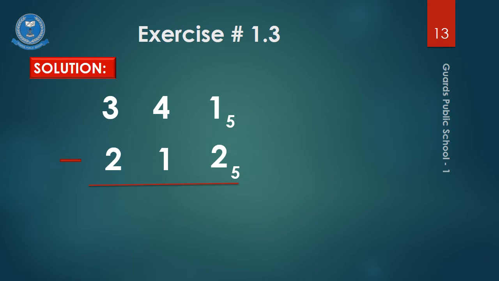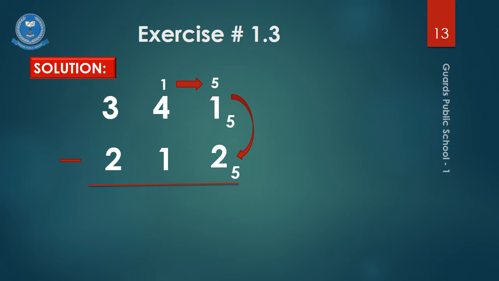Now, in order to subtract this 2 from 1, first tell me, can we subtract 2 from 1? No, because 1 is lesser than 2. तो फिर हमें क्या करना चाहिए? We need to borrow 1 from this 4. हमें 4 से 1 borrow करना चाहिए. तो जब हम 4 से 1 borrow करेंगे तो क्या हो जाएगा? In base 5 system, borrow 1 means 1 5 actually.